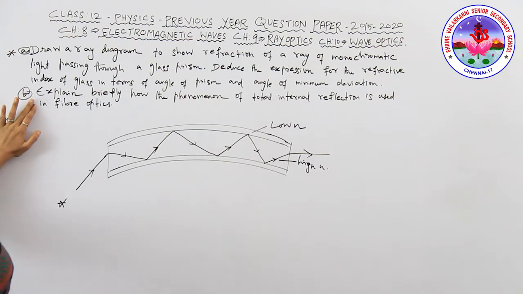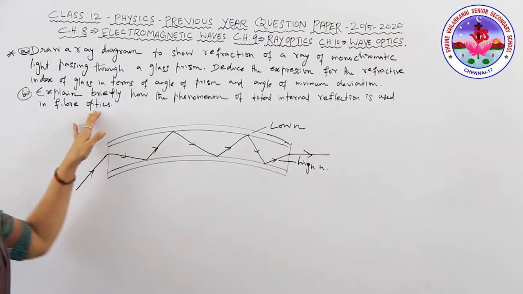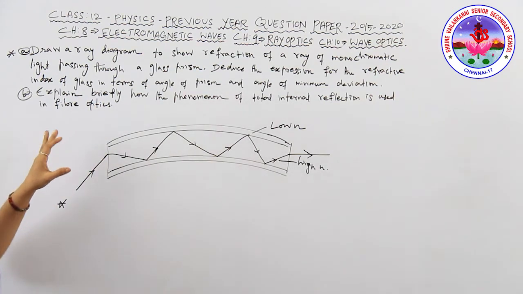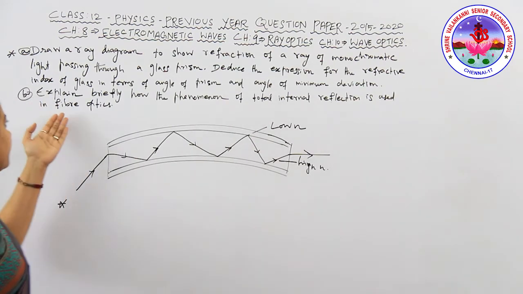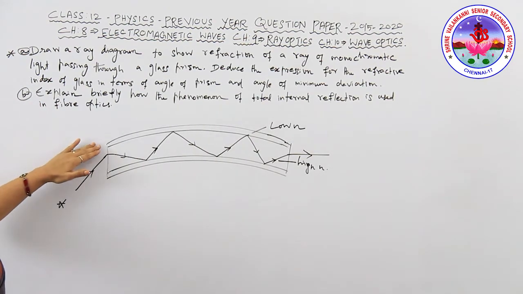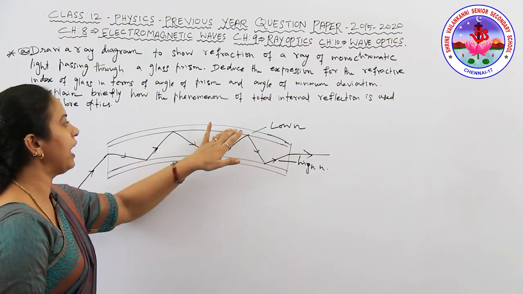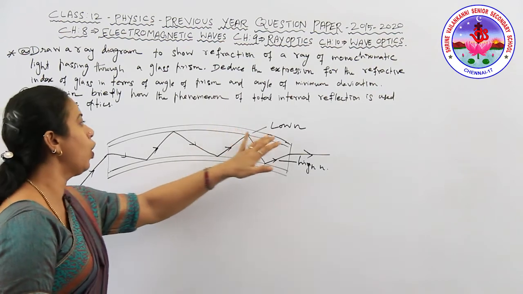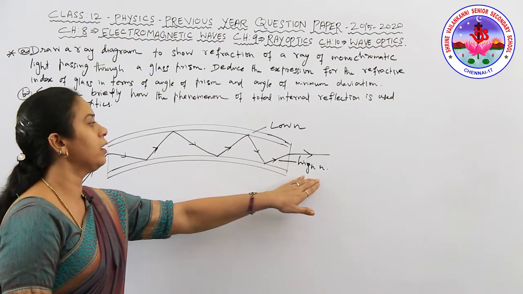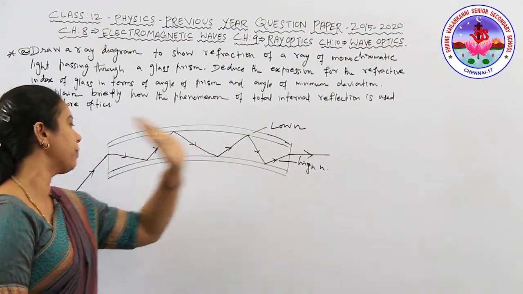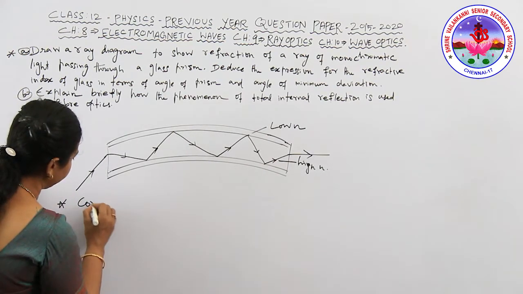The second part: explain briefly how the phenomenon of total internal reflection is used in fiber optics. In fiber optics, nowadays we have a good communication system because of the fibers we all use. It has two different media: one with a low refractive index, low mu, and inside it one with a high refractive index. The two media used in fiber optics are core and cladding.